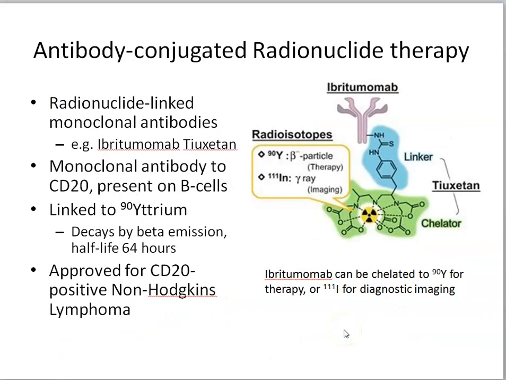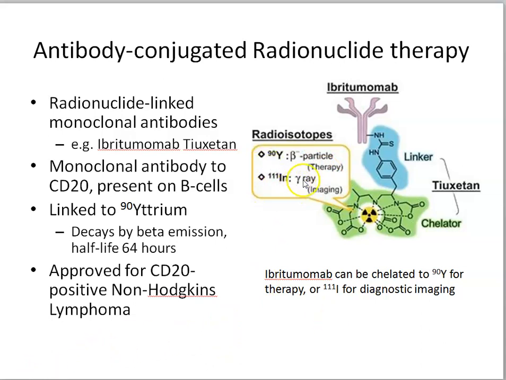So we can also tag radioactive metals to antibodies. In this case, yttrium-90 is being linked to this anti-CD20 monoclonal antibody. CD20 is present on B cells, so this can be used for CD20 positive non-Hodgkin's lymphoma. We can inject this antibody. It's linked to a radioactive element that will bind to CD20 positive B cells, including the cancer cells, and should cause, by beta particle emission, local death of those cells.